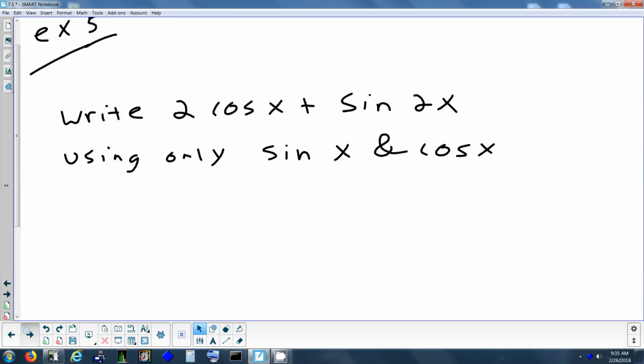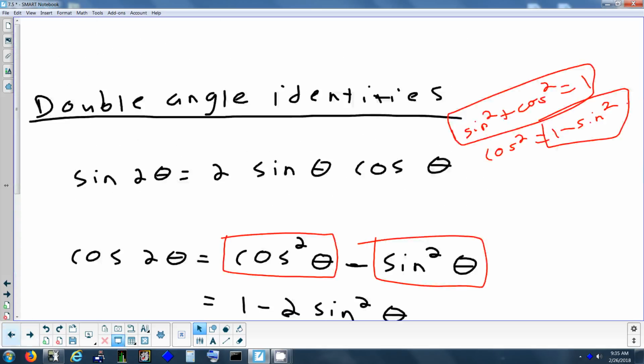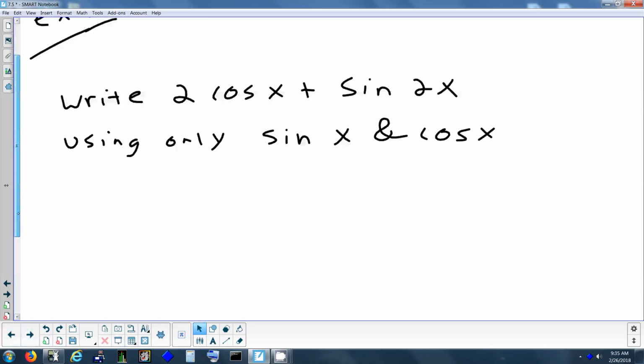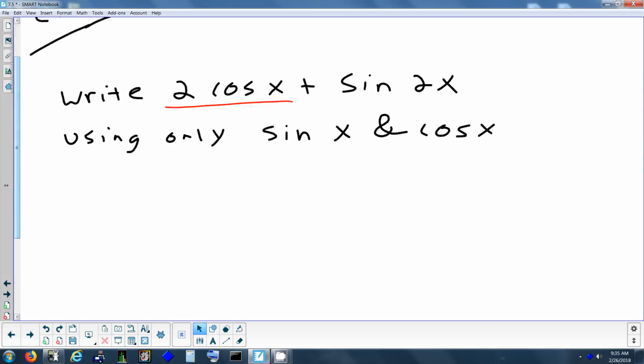Okay, so I'll help you with the first one, and then we'll look at one that's a little more complicated. This part is fine. That part already has a cosine. There's no number in front of it at all, so just leave that alone. And by number in front, I mean right there. The next part, that's not good.